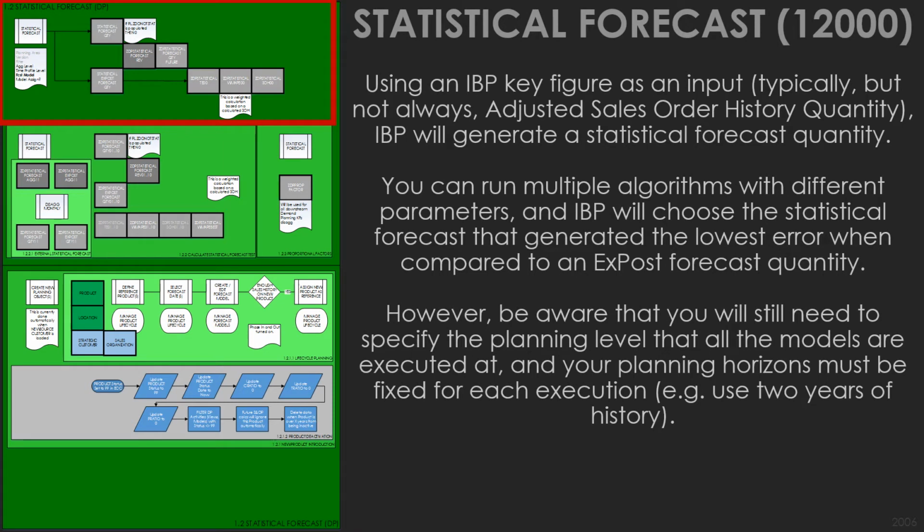Statistical forecast. Using an IBP key figure as an input, typically but not always adjusted sales order history quantity, IBP will generate a statistical forecast quantity. You can run multiple algorithms with different parameters, and IBP will choose the statistical forecast that generated the lowest error when compared to an ex-post forecast quantity. However, be aware that you will still need to specify the planning level that all the models are executed at, and your planning horizons must be fixed for each execution, for example using 2 years of history.